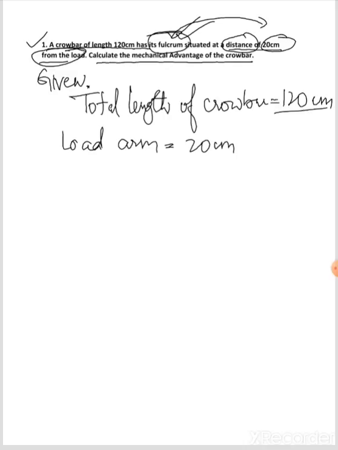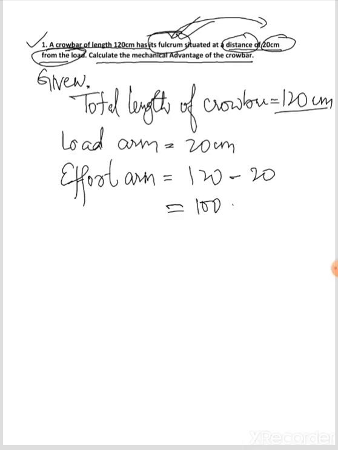If you remove 20 from 120, the remaining part is the effort arm, isn't it? You can easily understand here. Effort arm equals 120, that is the total length of the crowbar, minus the load arm. So 100 centimeter is the effort arm. And what is the demand of the question? The question is telling you to find the mechanical advantage.